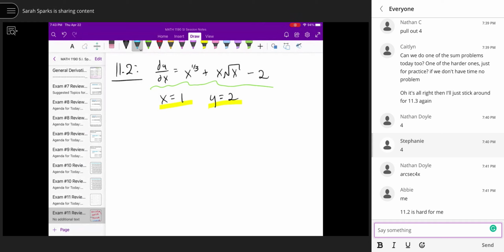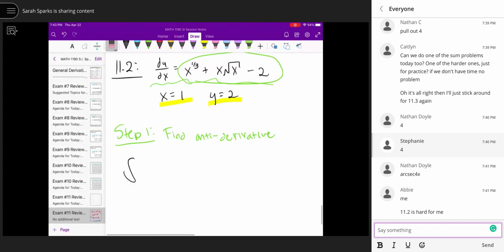So our step 1 is just to find the antiderivative of whatever derivative they give you. So this is our derivative. We're just going to slap this into an integral and solve it. And that's actually going to be what is known as our y general, or yg. It's the general form, meaning that we are just going to have a c in there somewhere.